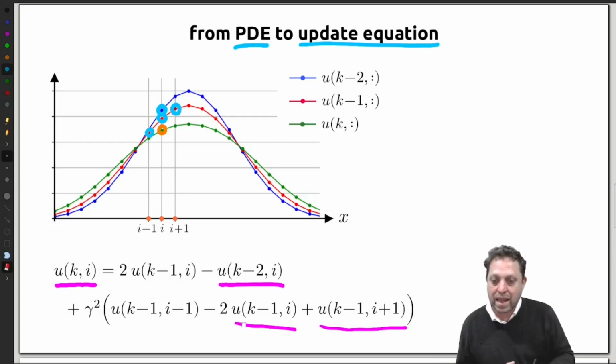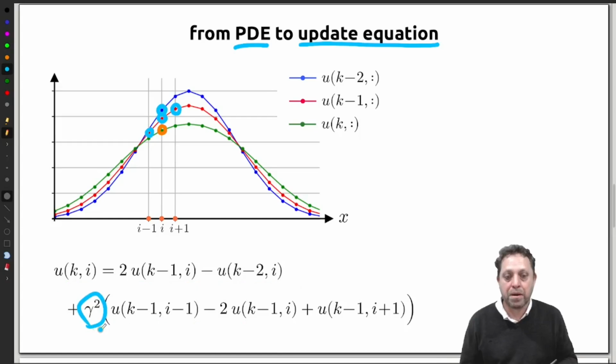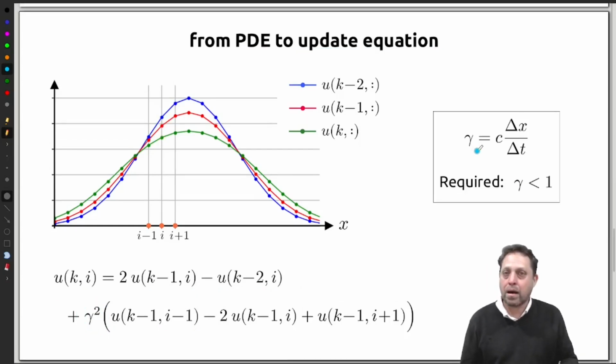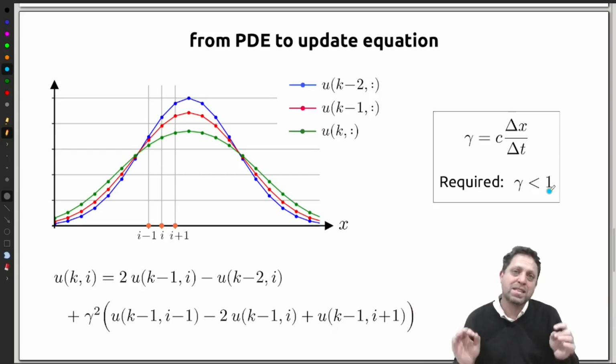Now you can see that this equation also involves this gamma parameter. And gamma depends on the wave speed c and also on delta x and delta t, that is the parameters of the mesh. And there's one requirement. Gamma must be less than 1. That's a numerical stability requirement. If it is violated, if we have gamma greater than 1, then as we move forward in the simulation, the solution can explode. So we just need to check that before we start our simulation.